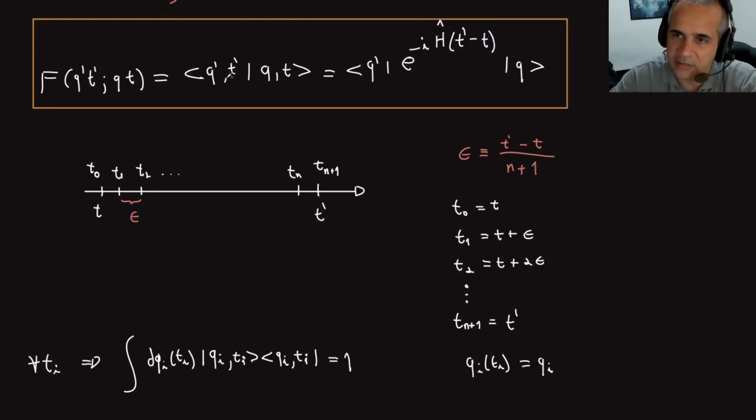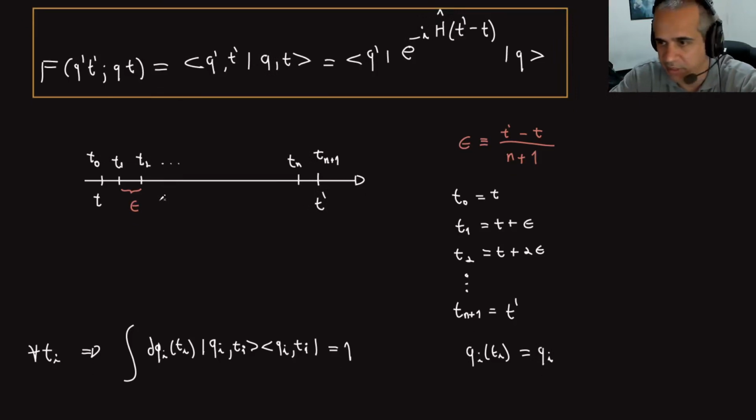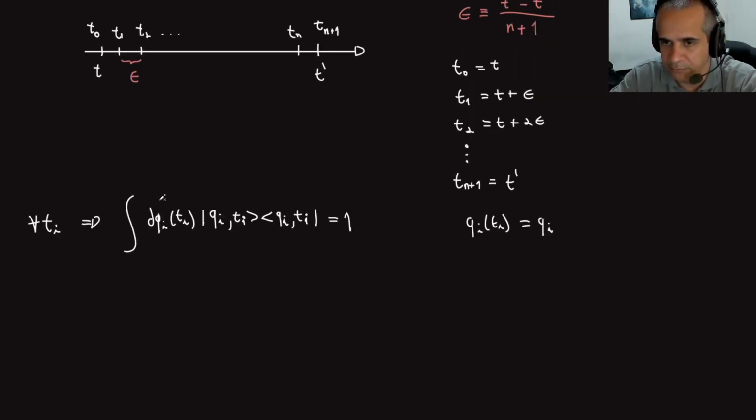Now I can take this expression for f and insert all these identities right here. I can insert this identity for t1, then the one for t2, then t3, and so on and so forth. I can insert n identities in the middle here. This will still be true, and f will now be written in a very special manner.